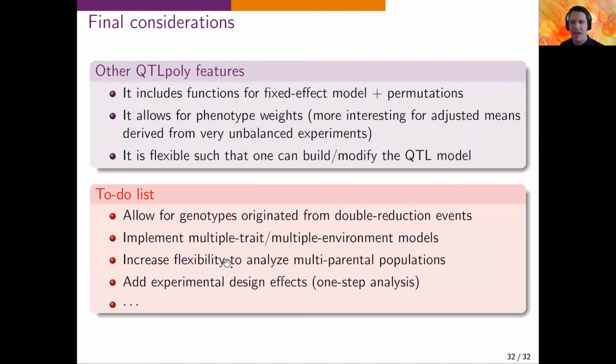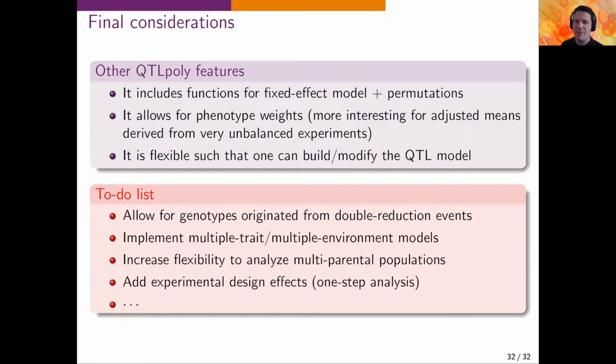Some things I haven't mentioned yet include the ability to run fixed effect model and permutations inside QTLpoly using the same output from MapPoly. You can also include weights to the phenotypes, which turns out to be very useful when your adjusted means are coming from very unbalanced experiments. Finally, we've shown a model selection algorithm here, but QTLpoly is flexible enough to allow you to add or drop QTL the way you want.